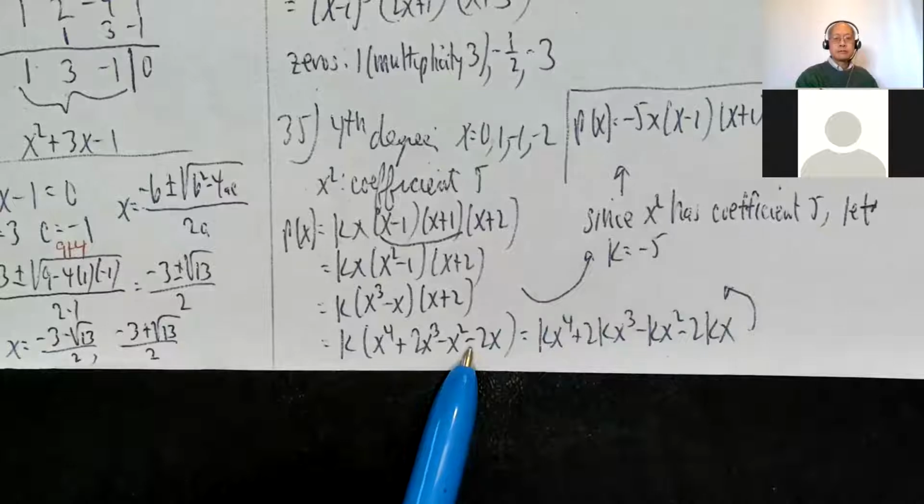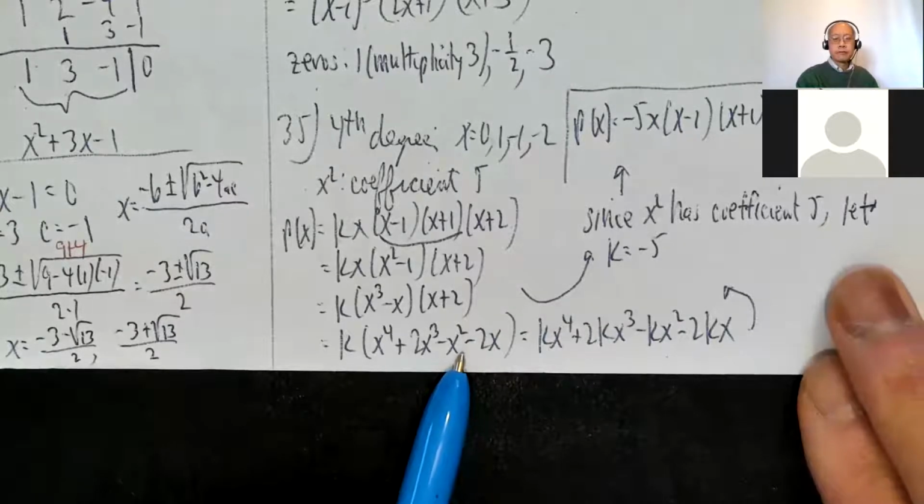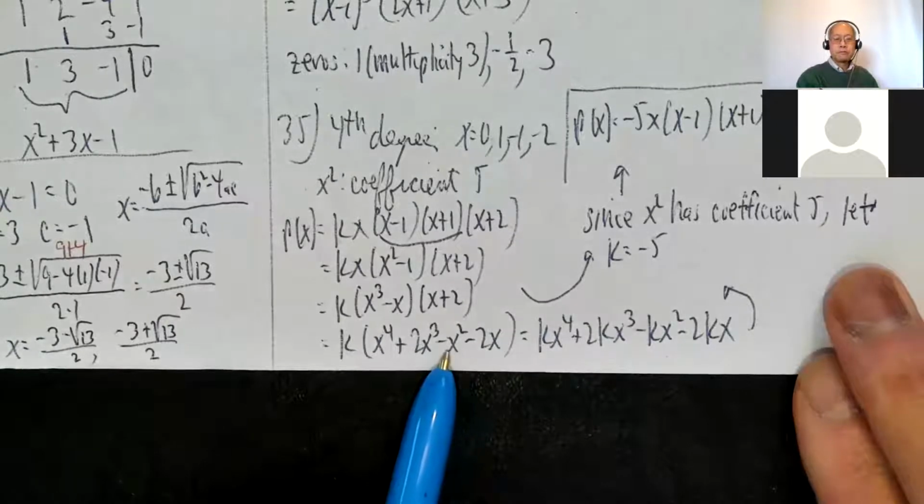Can't you just multiply the x squared, like the entire parentheses, by 5?